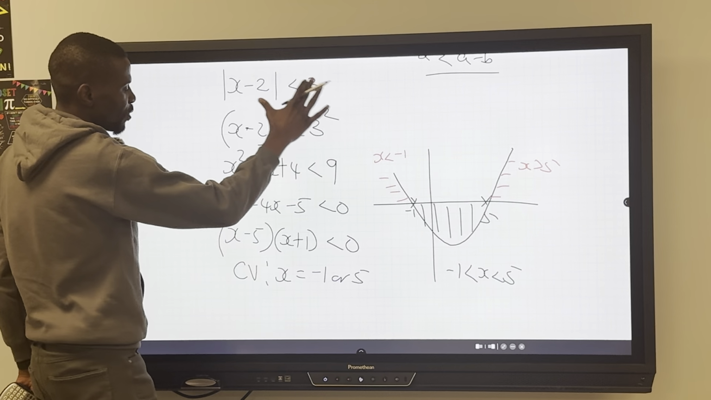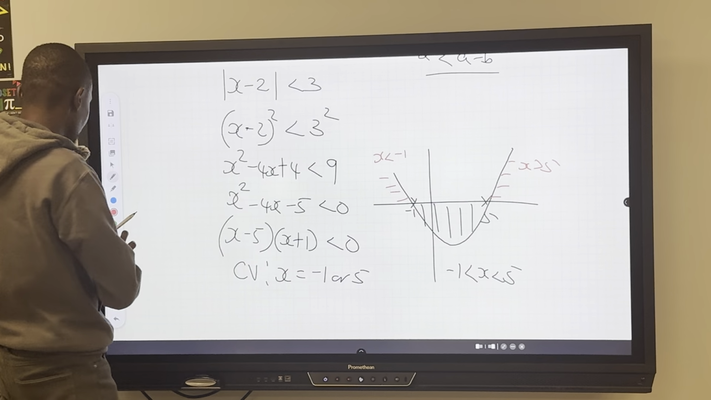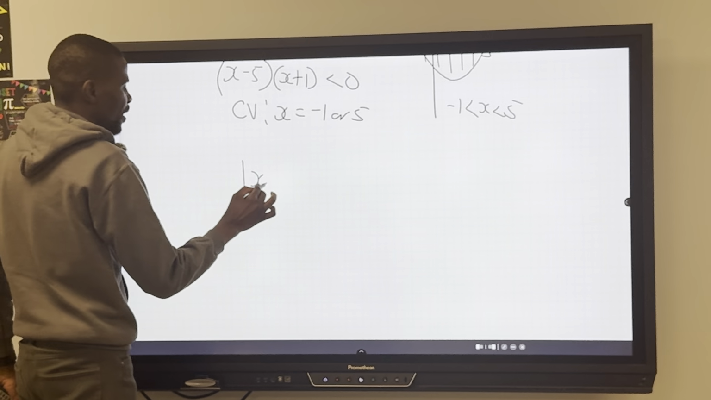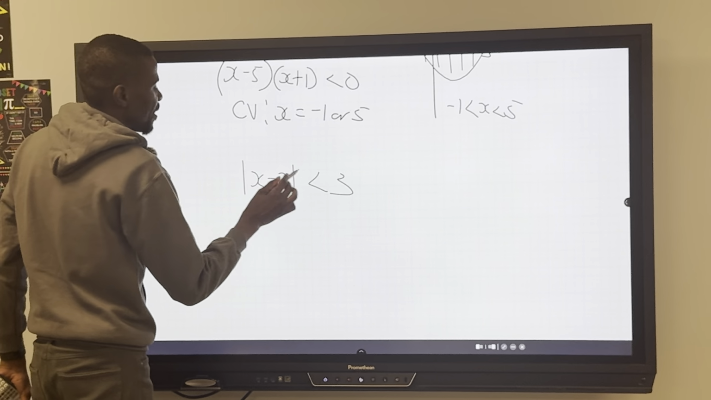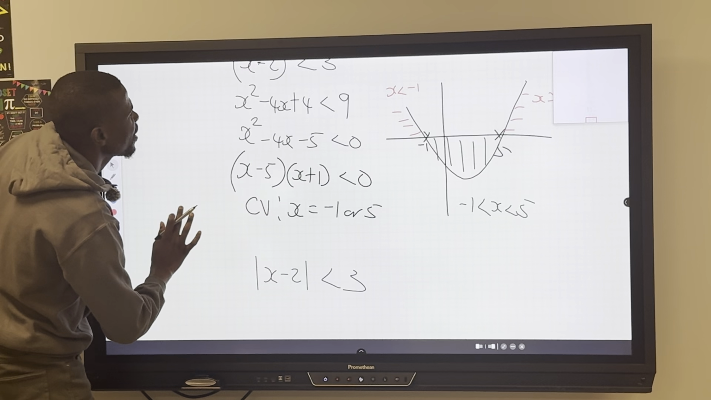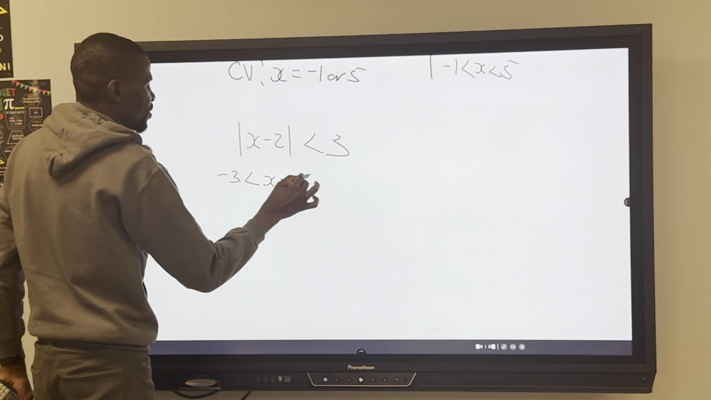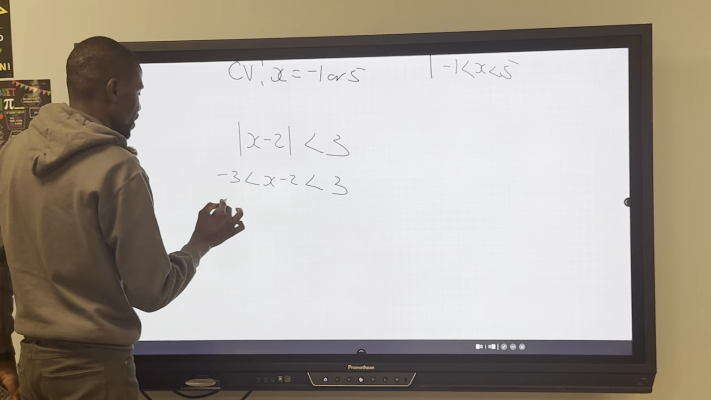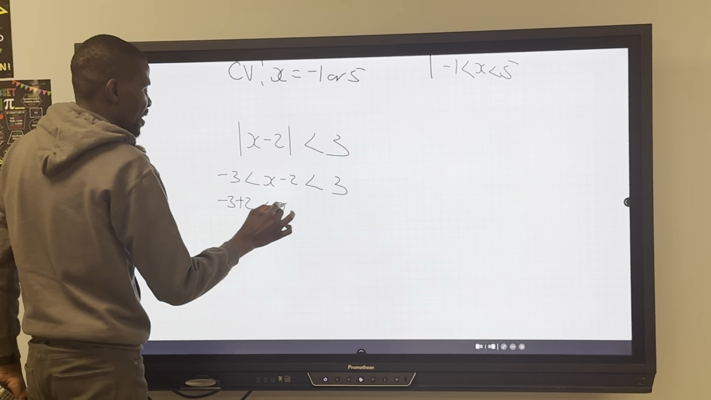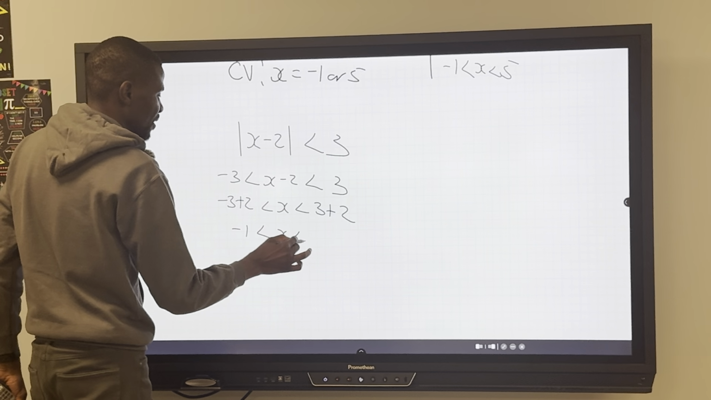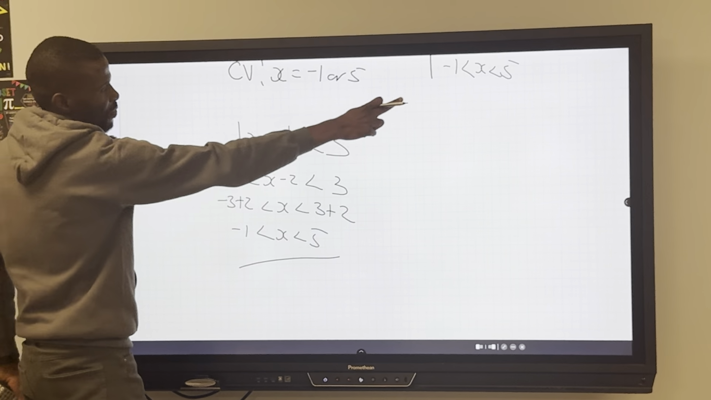But guys, instead of doing it this way, this is exactly what I was saying, that if you are given modulus of x minus 2 is less than 3, right? Yes. So you could just say negative 3 less than x minus 2 less than 3. So negative 3 plus 2 less than x less than 3 plus 2. So negative 1 less than x less than 5. And you will still get that one.